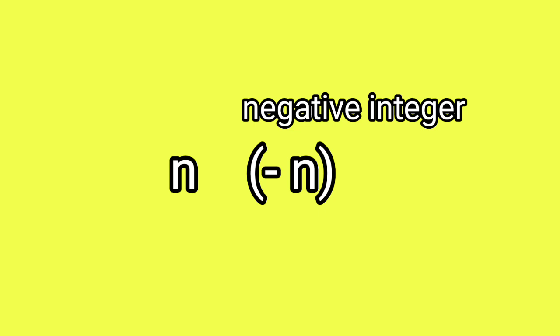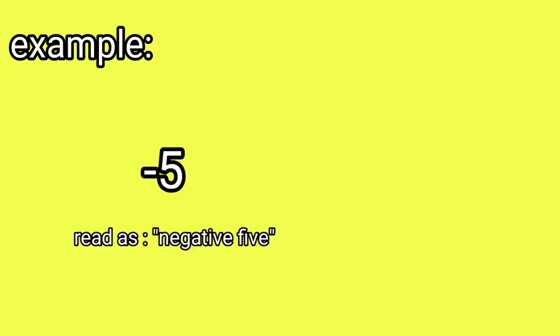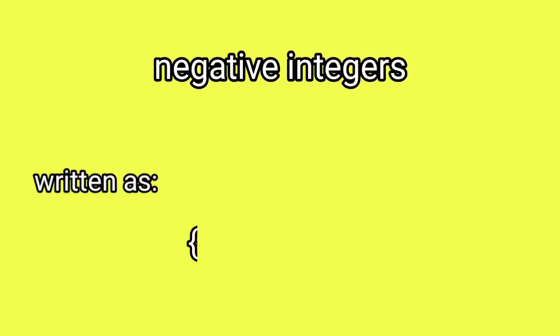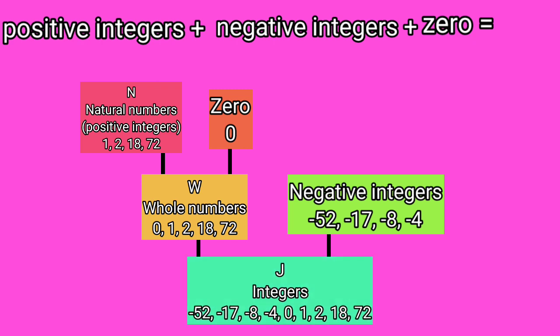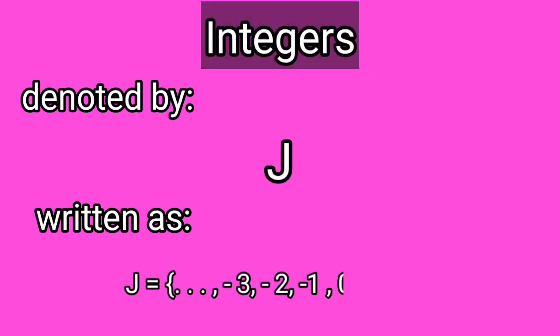Corresponding to each positive integer n there is a negative integer -n such that if it is added to n, the result is 0. For example, the negative integer -5, read negative 5, is the number which when added to 5 gives a result of 0. The set of negative integers can be written as follows. The set of numbers whose elements are the positive integers, the negative integers, and 0 is called the set of integers, denoted as big letter J, thus J is equal to {..., -3, -2, -1, 0, 1, 2, 3, ...}.